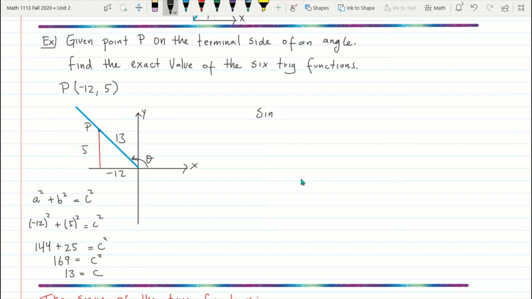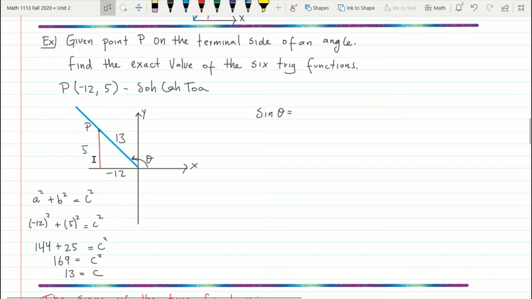Okay, now we're good to go and use the definitions from before. So I can say sine of theta, and I'll write down the SOHCAHTOA thing here so that we can remember the acronym. So sine is opposite over hypotenuse. So what is the opposite of the angle here? Opposite is 5.